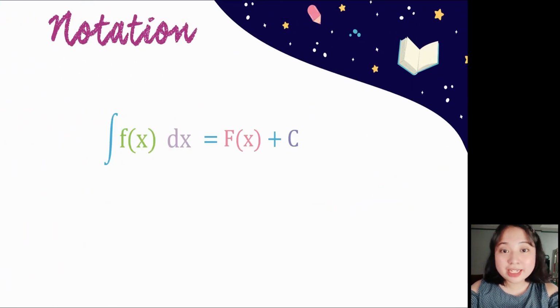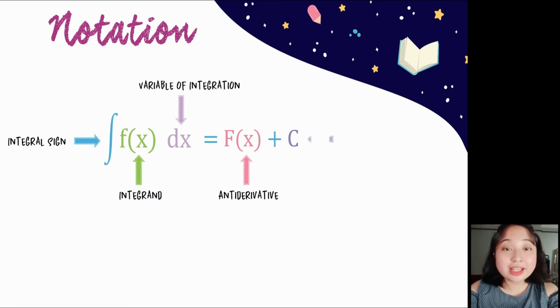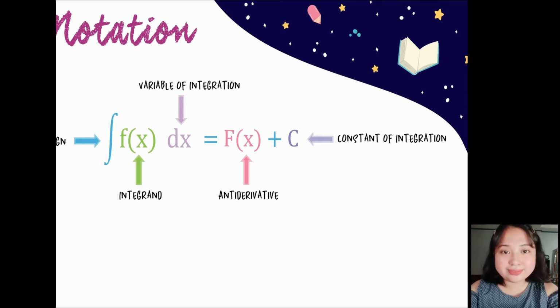Here we have the antiderivative notation. It's composed of the integral sign, the integrand, the variable of integration, the antiderivative, and the constant of integration, which is mentioned earlier. It's the arbitrary constant that should always be present in evaluating the antiderivative.